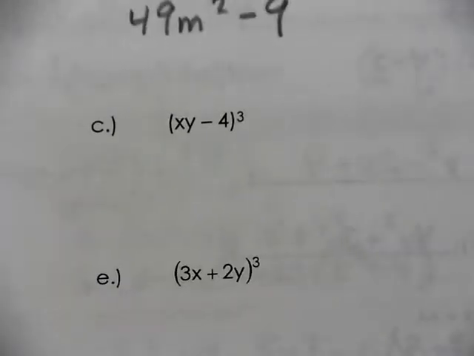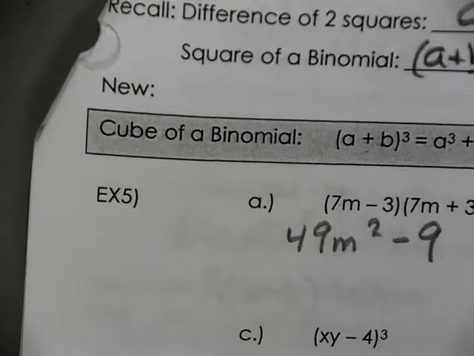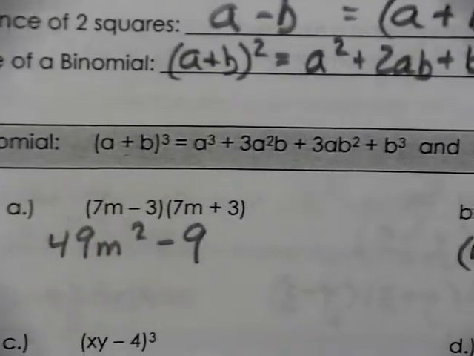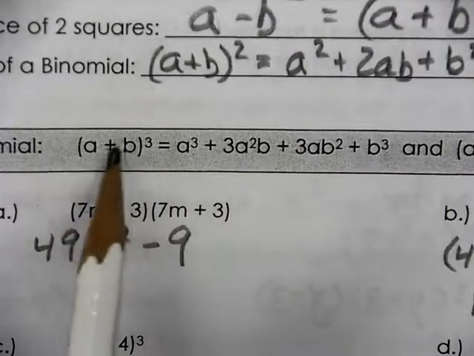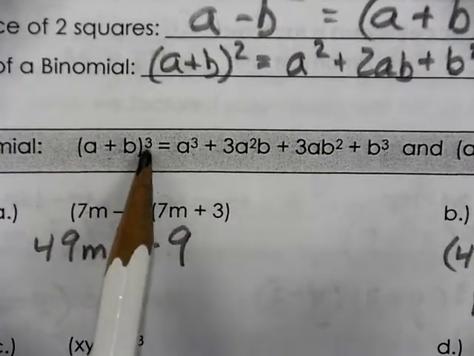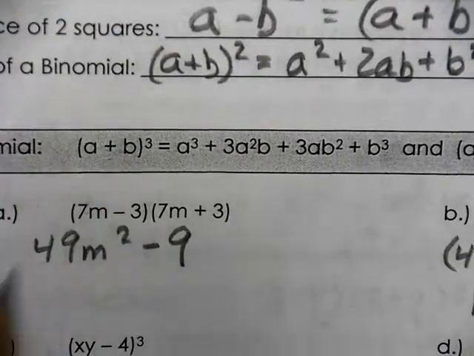Okay, now here are some new ones. This is following this pattern that's sitting up here. This is the cube of a binomial. This is your binomial and you're going to cube it. There's a pattern that goes through here. We're going to learn much larger patterns. This pattern is doable. You can do this.